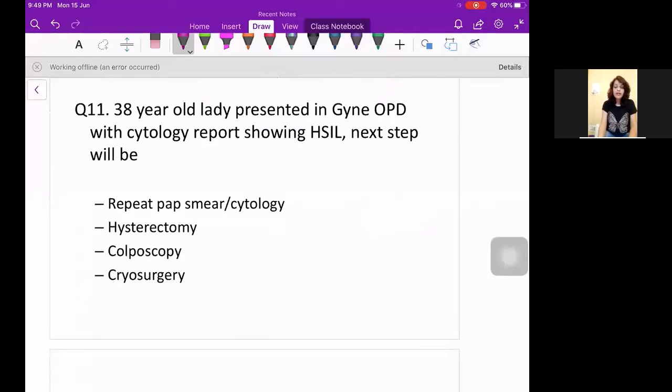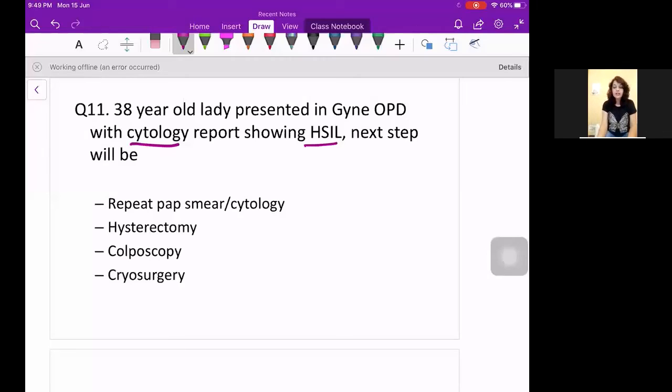A 38-year-old lady presented in the gynae OPD with cytology report showing HSIL, next step in the management. Cytology, Pap smear, always there is a question. Either they are asking colposcopy or they are asking Pap smear report. Sometimes, what is the next step in management? Sometimes they write CIN3, which is cervical intraepithelial neoplasia type 3. It is positive. What is your next step in management? So obviously in the NEET PG or in the AIIMS PG, definitely there is a question on this.